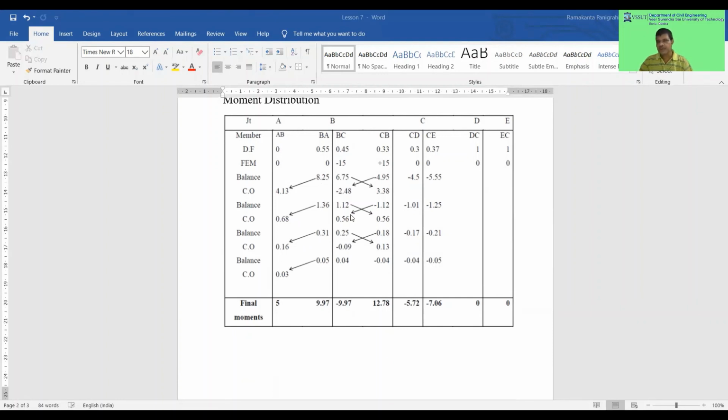Go on doing cycle after cycle till the value converges. See where it has converged: 0.05, 0.04, 0.04, 0.04, 0.05. Initially the unbalanced moment was minus 15 plus 15 minus 15. Now it will come down to 0.04 minus 0.